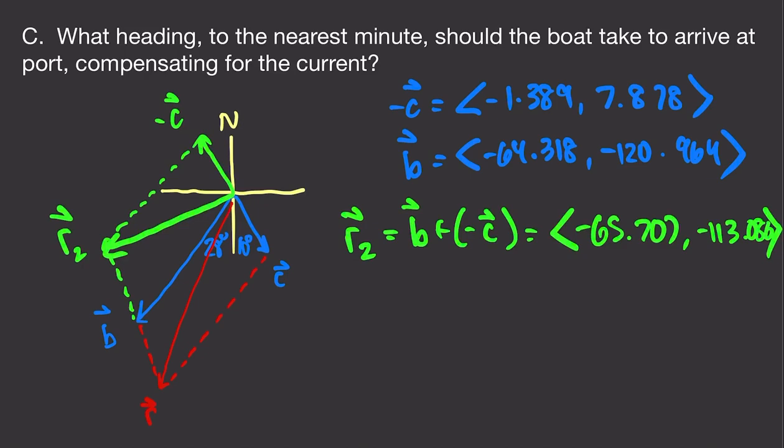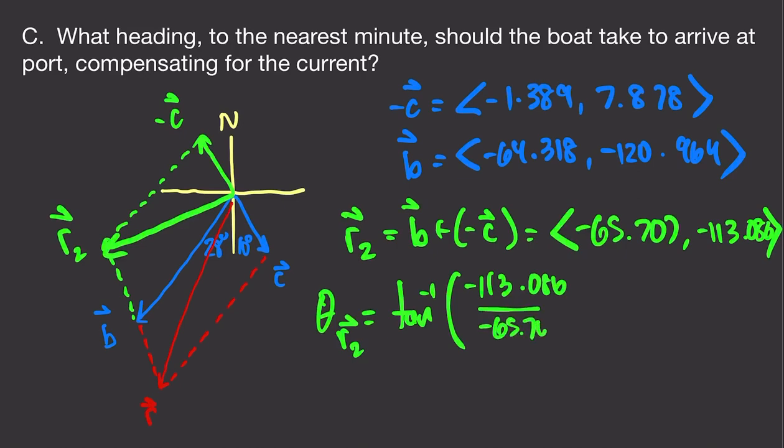So now it just wants the heading. To get the heading here, I'm going to use my inverse tangent equation of y over x. So that's going to be negative 113.086 over negative 65.707. What I got there is 59.842. Again, I'll do DMS because it wants it to the nearest minute. And I got 59 degrees, sorry, it's a little sloppy, and 51 minutes.